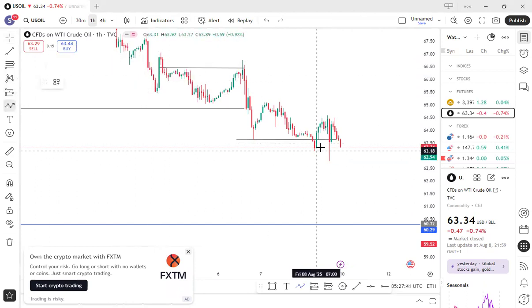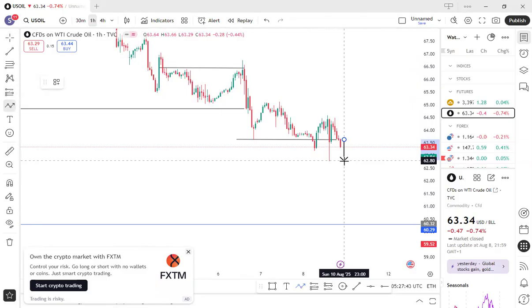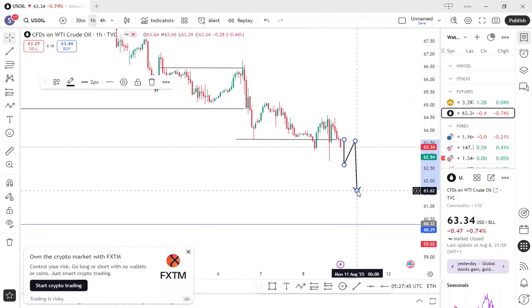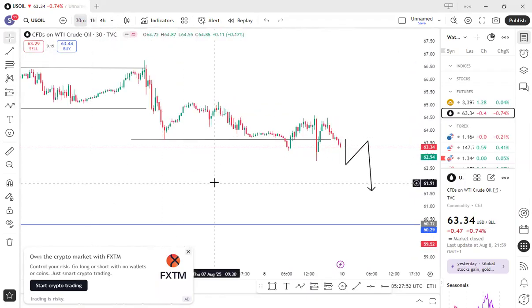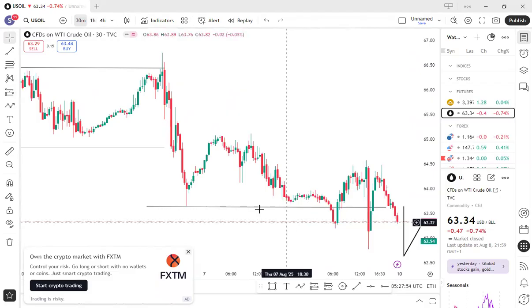So all you have to do is wait for price to do this and then retrace, and then you can join the price continuation to the downside. It's currently on the 1 hour time frame. If you go down to the 30 minutes time frame and refresh the chart, you see the selling.